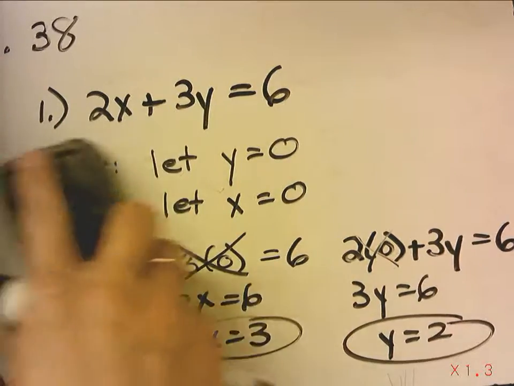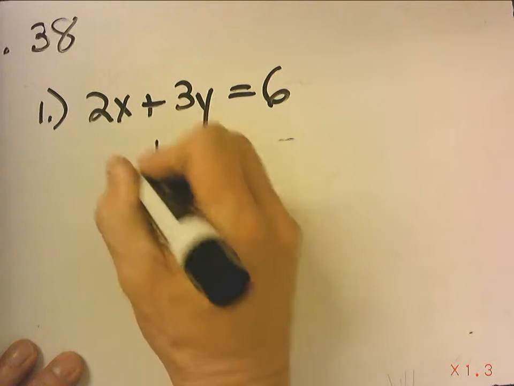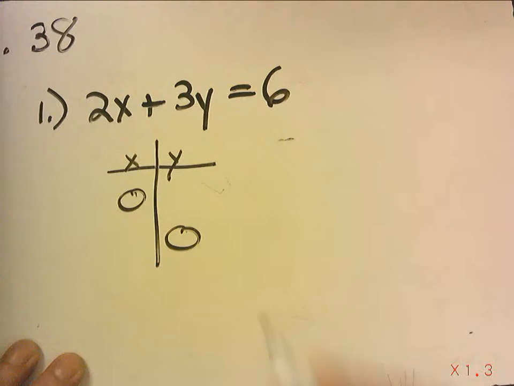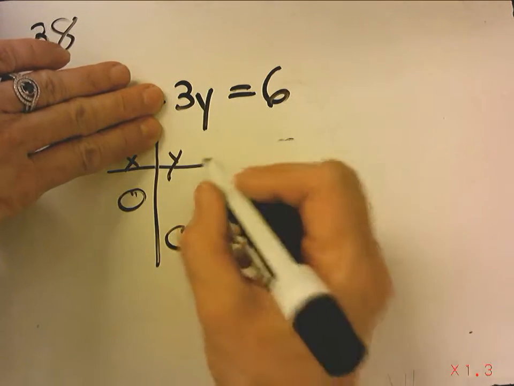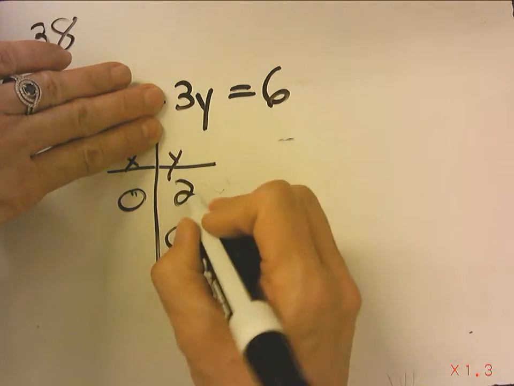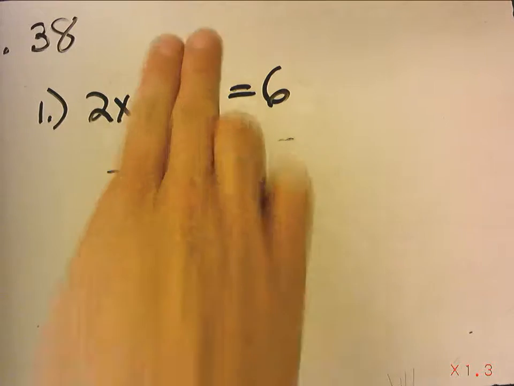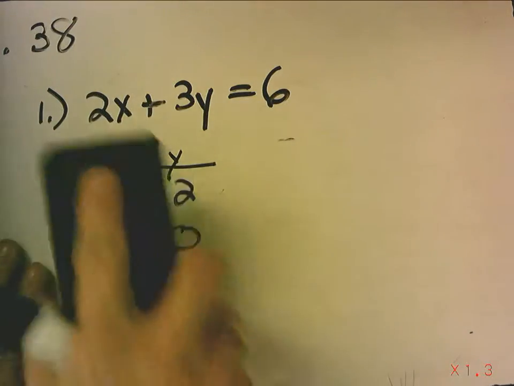But I also taught you the more popular cover-up method, where we do our little t-cell. I let x equal 0, I let y equal 0. When x equals 0, I cover that up. 3y equals 6, so y equals 2. When y equals 0, I cover that up. 2x equals 6, so x equals 3. So here I get the y-intercept is 2 and the x-intercept is 3. So I think the cover-up method is the easier method.